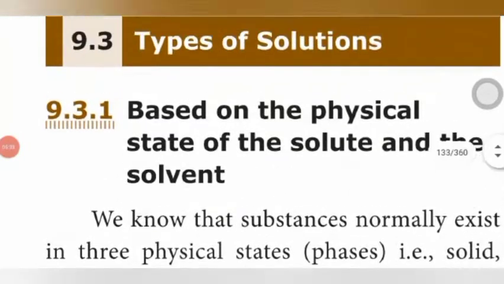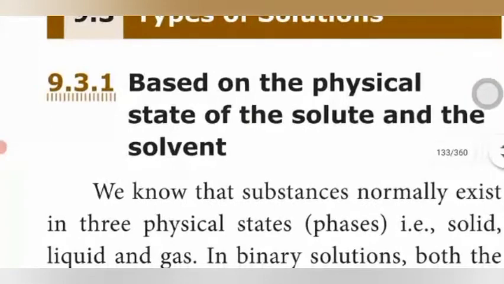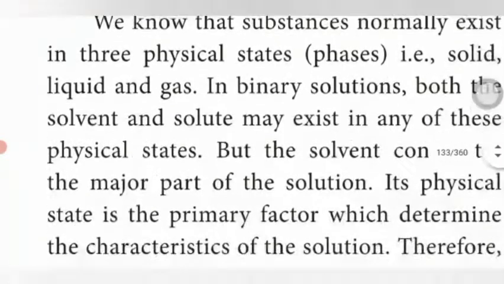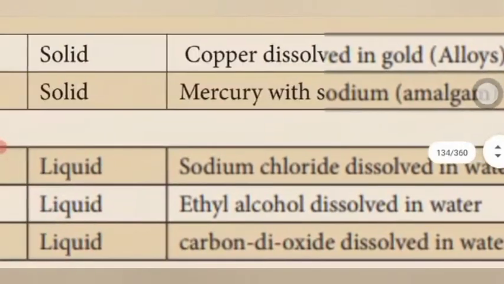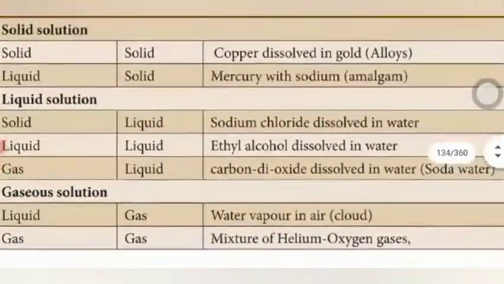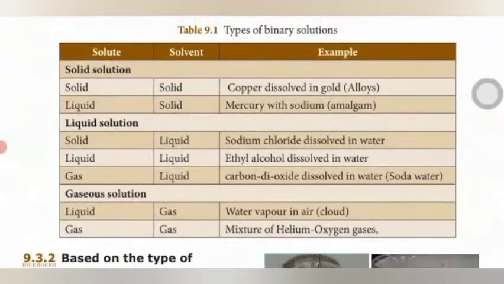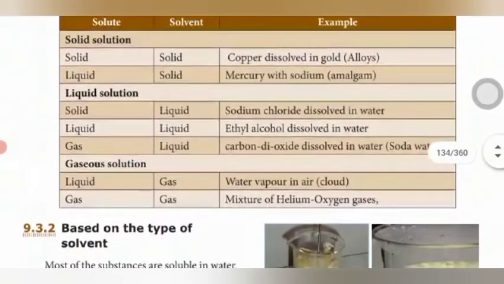Let's see the next topic, types of solution based on physical states of the solid and solvent. These are the binary solution types. Solid solution, solid in solid, example copper dissolved in gold, example alloys. Liquid in solid, mercury with sodium, this is otherwise called amalgam. Next one, liquid solution, solid in liquid, example sodium chloride dissolved in water. Liquid in liquid, ethyl alcohol dissolved in water.